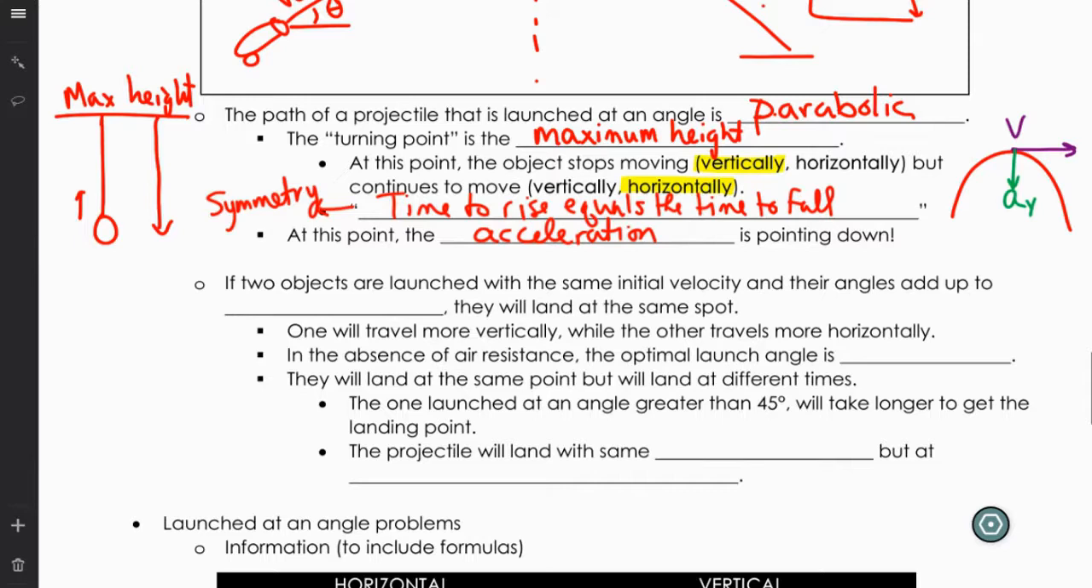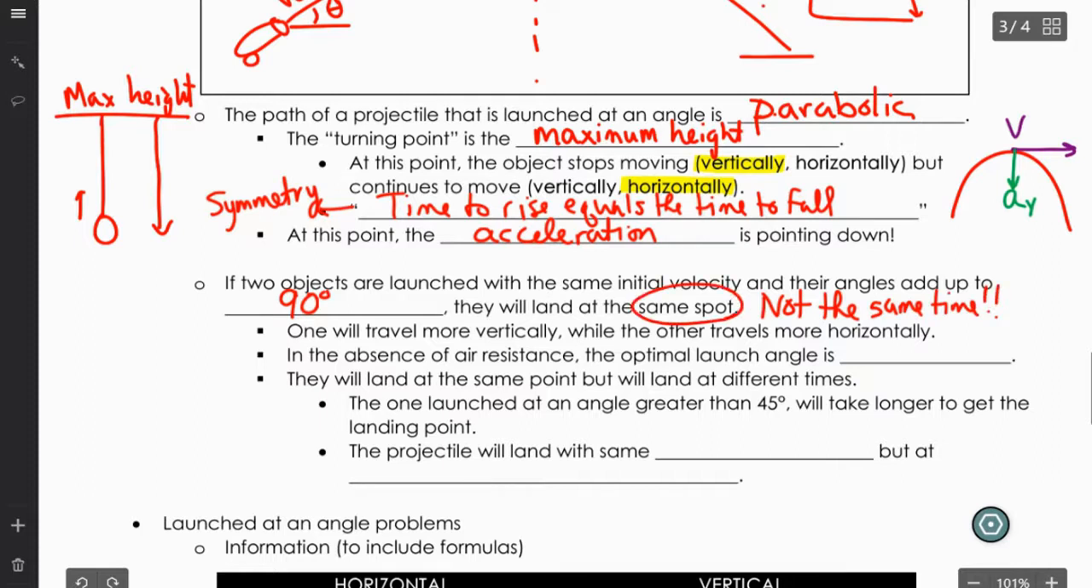Now, special things also happen here. If two objects are launched with the same initial velocity and their angles add up to 90 degrees, they'll land at the same spot. It's pretty cool to see this happen in lab. What really happens is one's going to travel more vertically while the other's going to travel more horizontally. It doesn't mean that they're going to land at the same time. Notice, not the same time. I'm going to point that out. They'll land at the same spot.